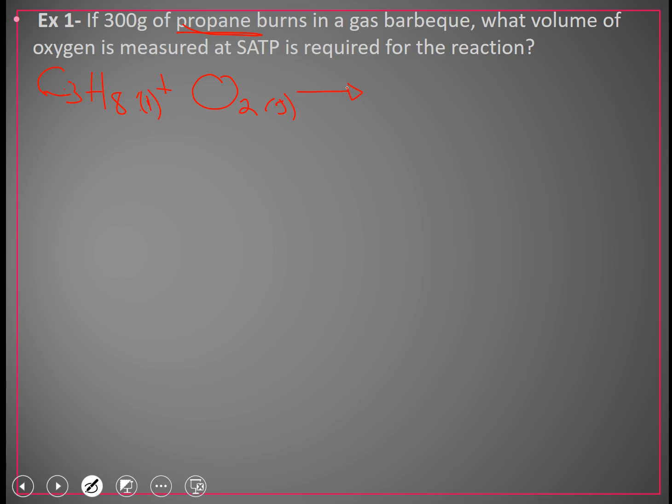And so this is a combustion reaction. What would I be producing? Carbon dioxide, right? CO2 gas. And water also as a gas. We talked about that yesterday, right? Water has to be a gas there. A fire is not creating liquid water.